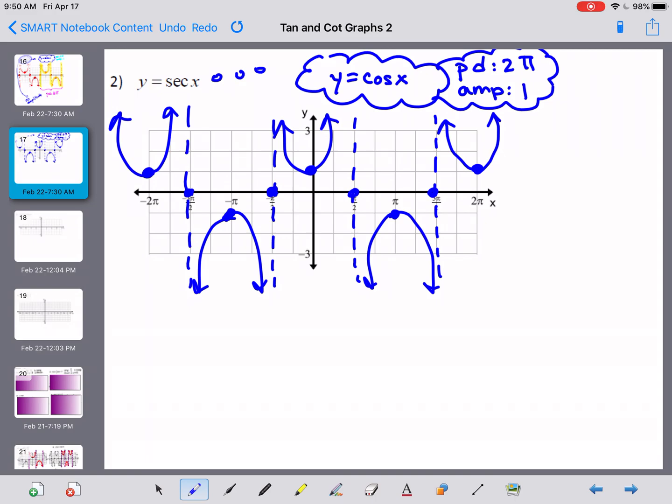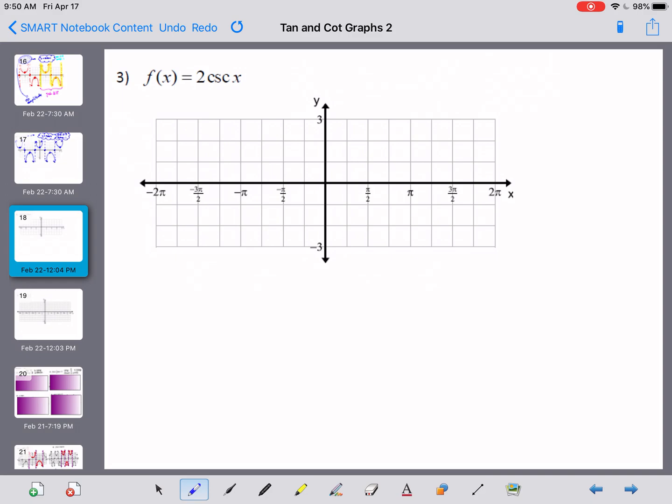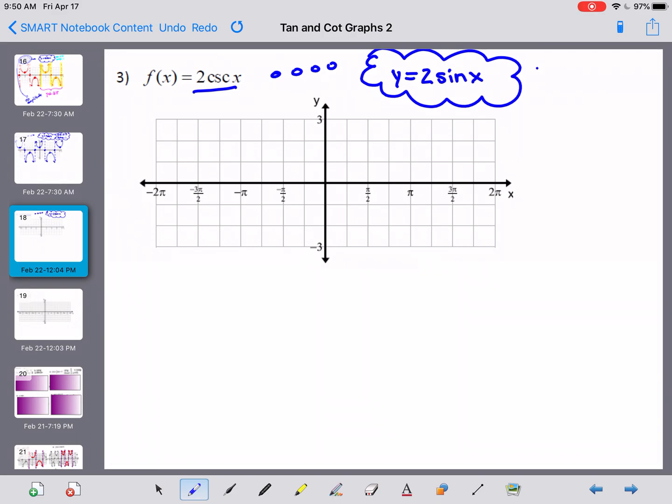So now we're going to add in some transformations. I have 2 examples left. So I'm going to take this thought bubble, y equals 2 sine of x. So I'm going to graph that. The period of this thought bubble is 2 pi. The amplitude of this thought bubble is 2. So if you want to pause and try it, go for it.